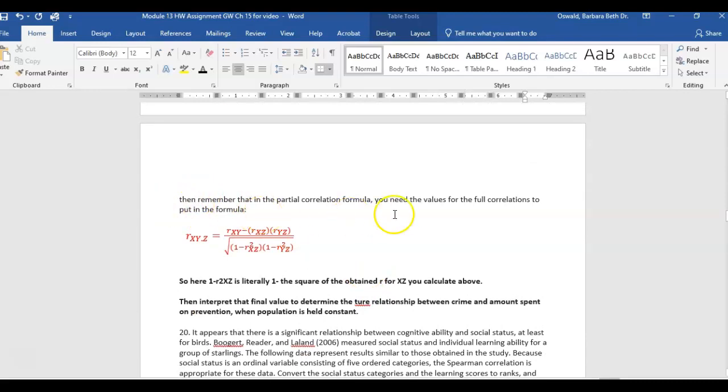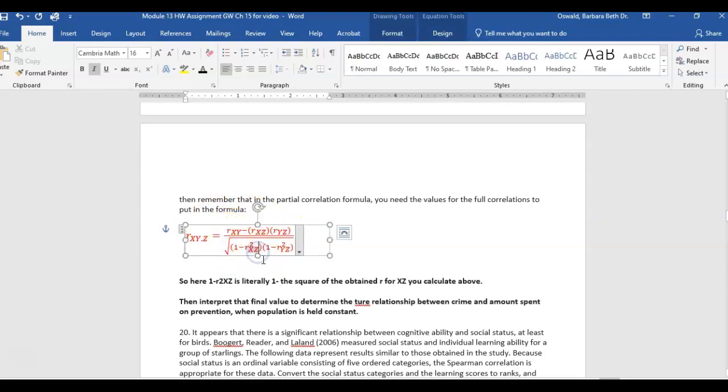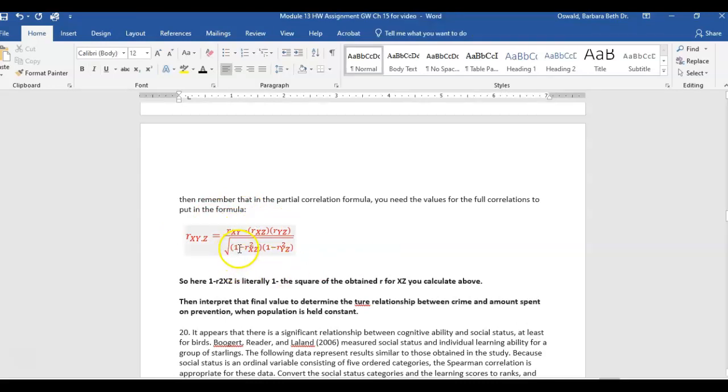Remember that in the partial correlation formula, you do need the values for all the other full correlations to put into the formula. So you do have to solve rxy, rxz, and ryz, so that you have everything to put up here. And then here, this might be a little bit confusing, but basically you're going to get this xz correlation. You're going to square that and then subtract it from 1.